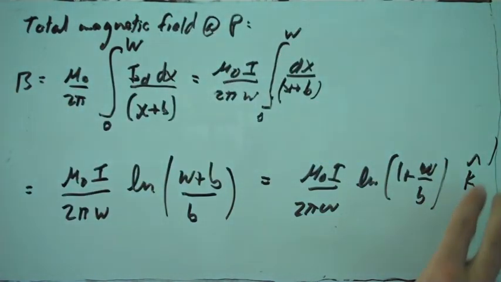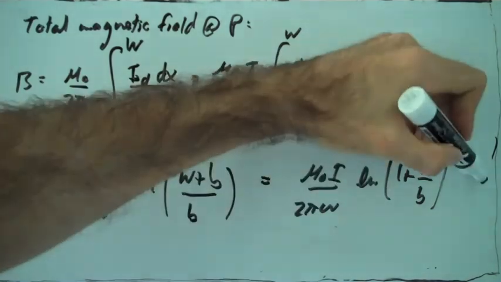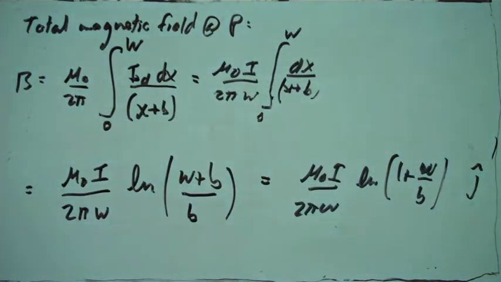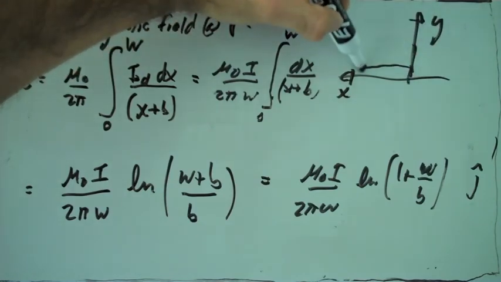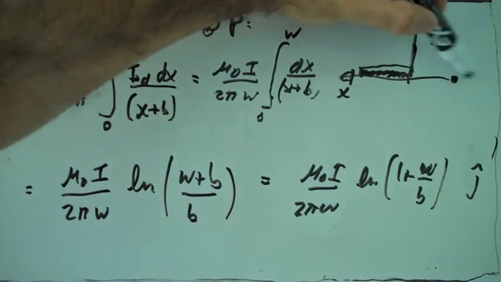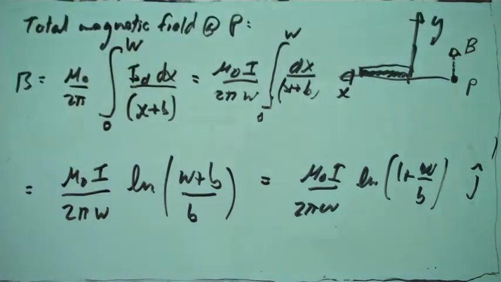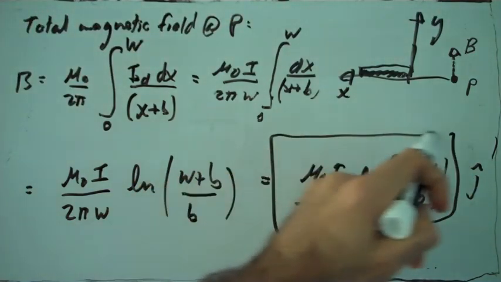So it's pointing in the positive y direction the way we drew our coordinate system. So here was our coordinate system like that. This was a wire, and the magnetic field at this point P is pointing upwards like that. That's the magnitude of the magnetic field.